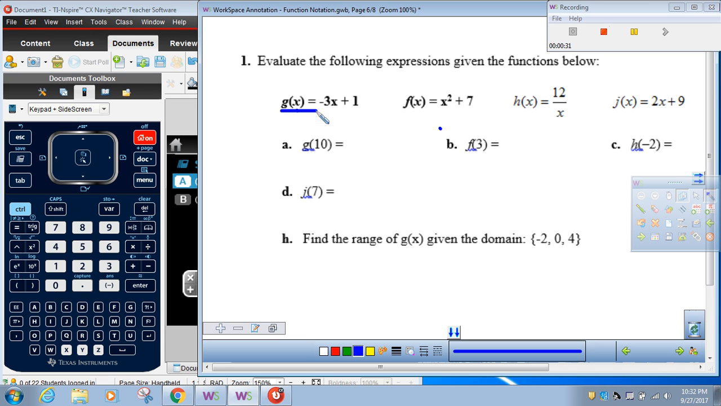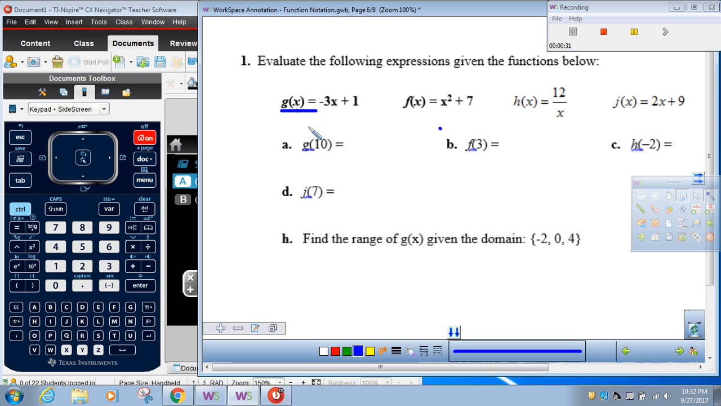Now, for the most part, this right here is just the name of the function. Okay? What it allows us to do is when we're looking at our problems down here, if it's got an f, I know it's talking about this one because this is the name of this function. Okay? But it also has a second purpose when we use function notation. So we see this g of x right here. Well, when I come down here, it says g of 10. Well, what's happened here is this 10 took the place of that x.